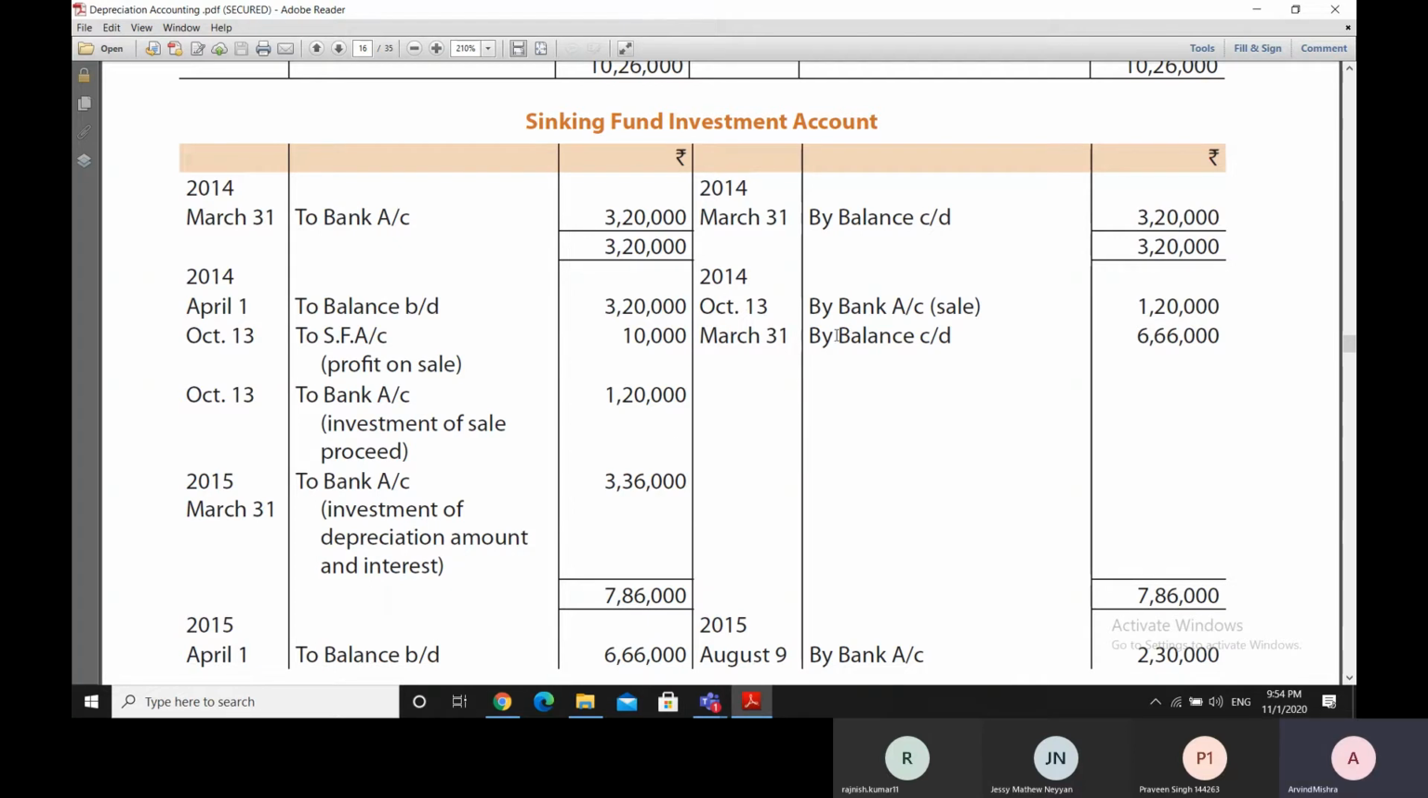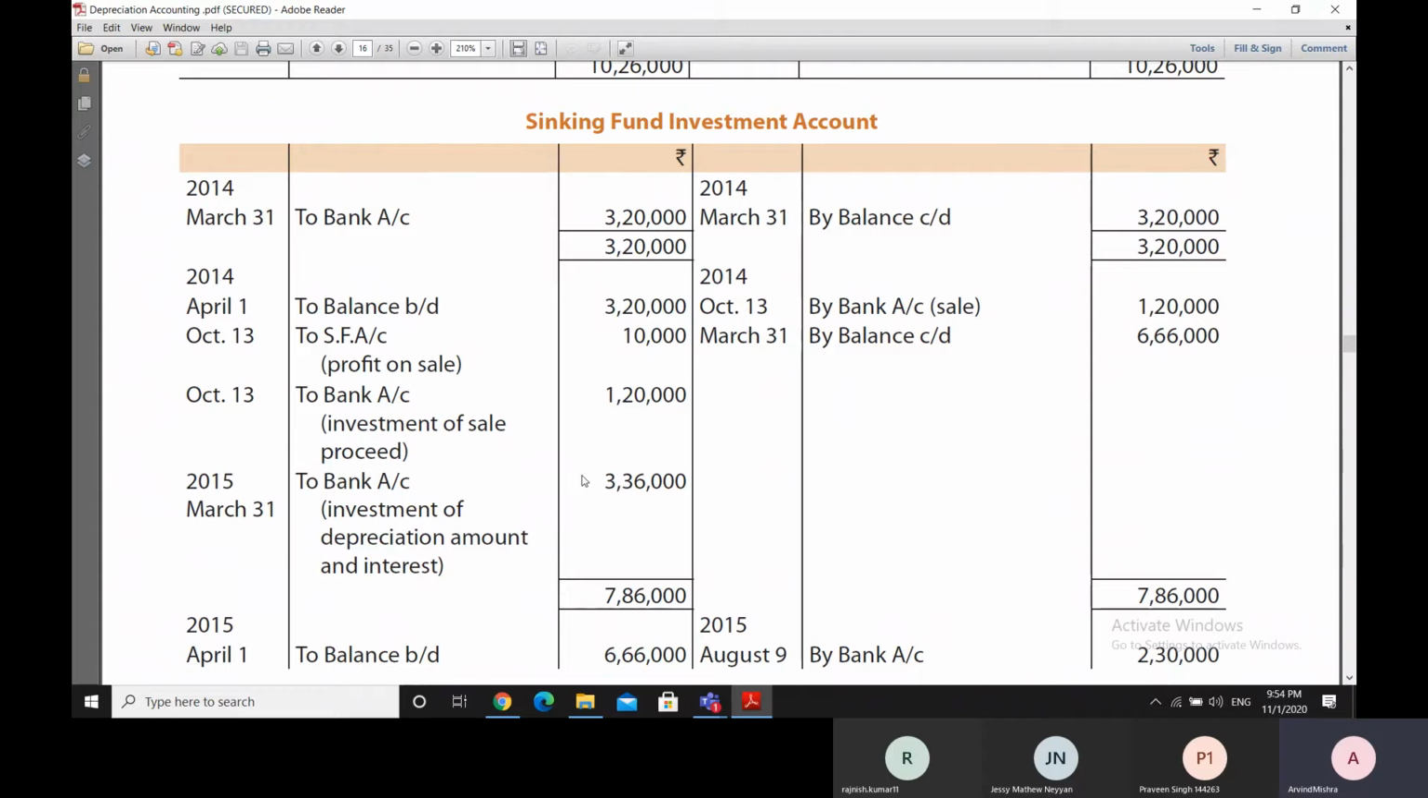Because what had happened was that when we received the sale proceeds, we had credited the sinking fund investment account and debited the bank account. Now we have to reinvest these proceeds back into the sinking fund investment account. So we again debit the sinking fund investment account and credit the bank account. So we are transferring this amount from the bank account to the sinking fund investment account again for reinvestment into specific investments.